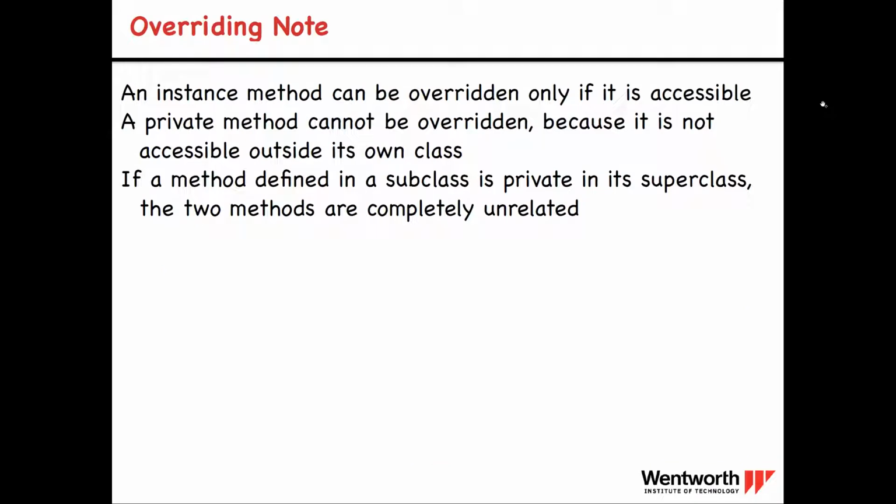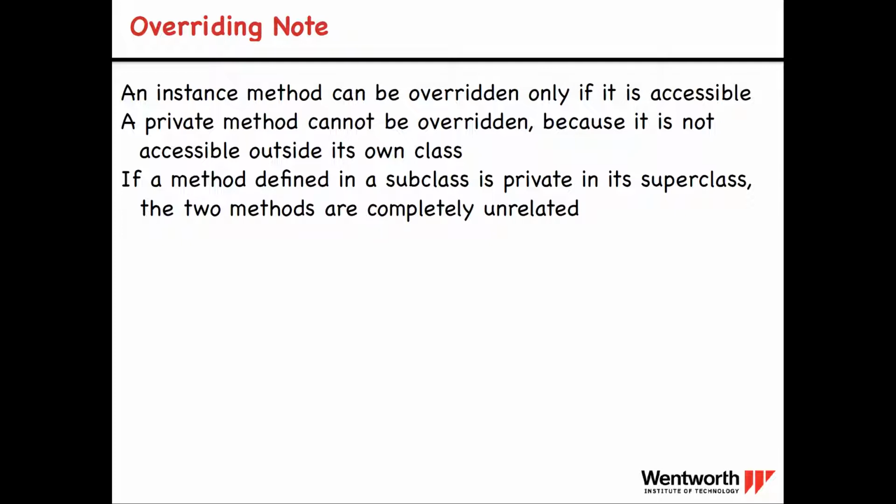So I have a couple notes related to overriding. So an instance method. So let's say we had a method that existed in some superclass. It can be overridden only if it is accessible. So if you have a private method in some superclass, you cannot override it because it's not accessible to anyone outside of its own class.